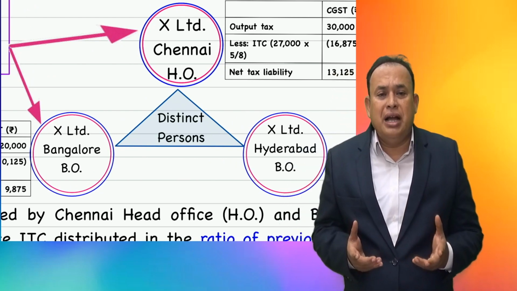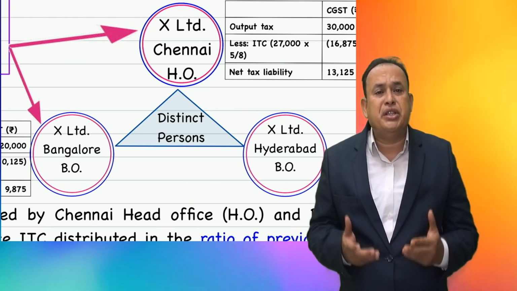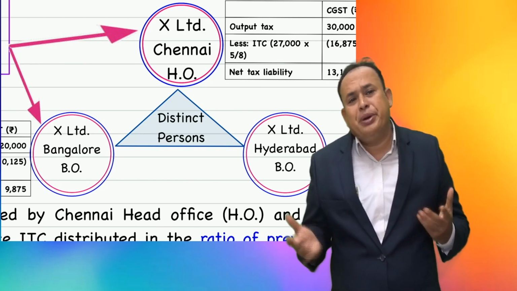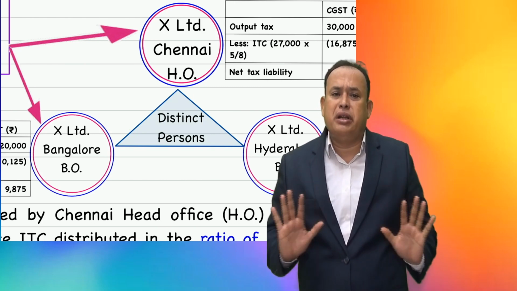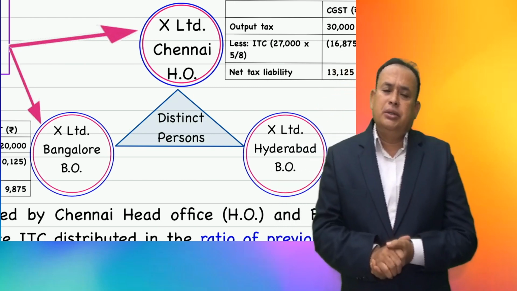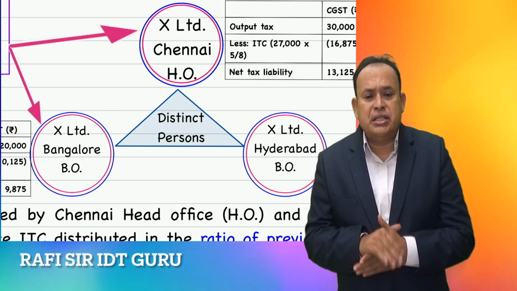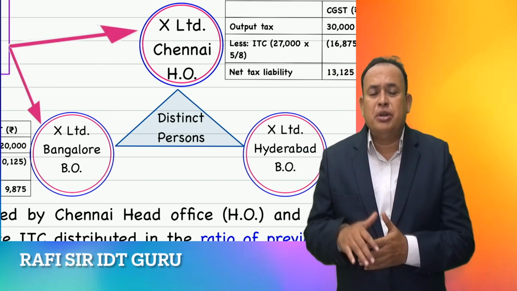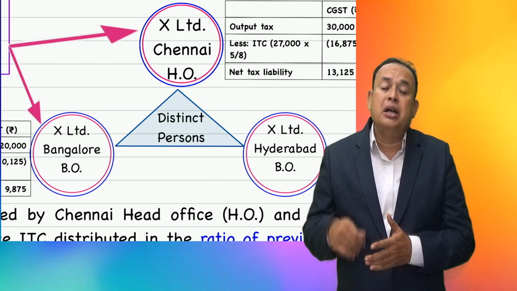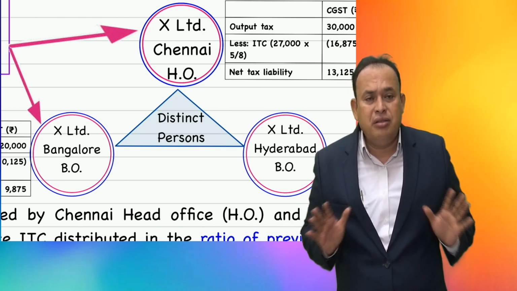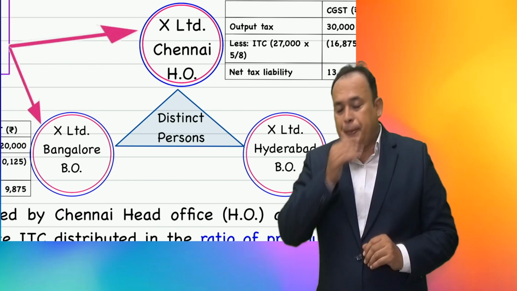We are called distinct persons because we three of them obtained separate registration under GST as normal registered persons. Normal registration: X Limited Chennai head office, X Limited Bangalore branch office, X Limited Hyderabad branch office. All the three got separate registrations. Having the same PAN number, we are distinct persons.